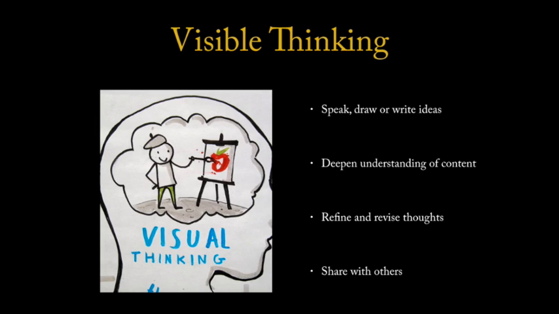Visible thinking happens when you speak, write, or draw your ideas. And it's really through this process that you're not only able to deepen your cognition and understand your content, but also share your ideas with others. Thinking through issues is not a solo endeavor. But a lot of times, thinking happens mostly in our heads, invisible to others, and really sometimes even to ourselves.